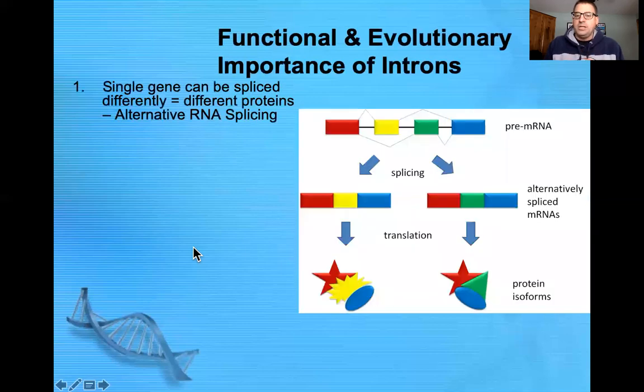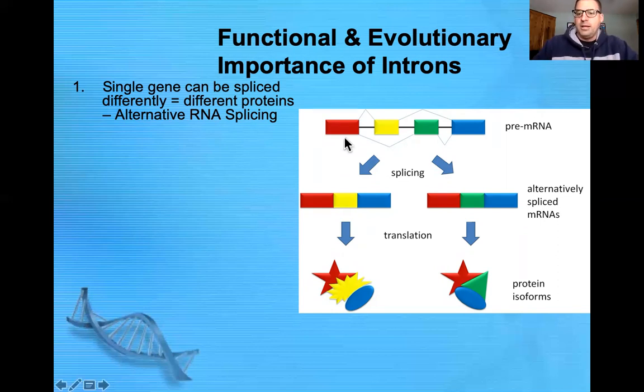So why do we have introns? Why would we have these intervening sequences? There's a couple of reasons. One, a single gene can be spliced differently, which produces different proteins. That's called alternative RNA splicing.